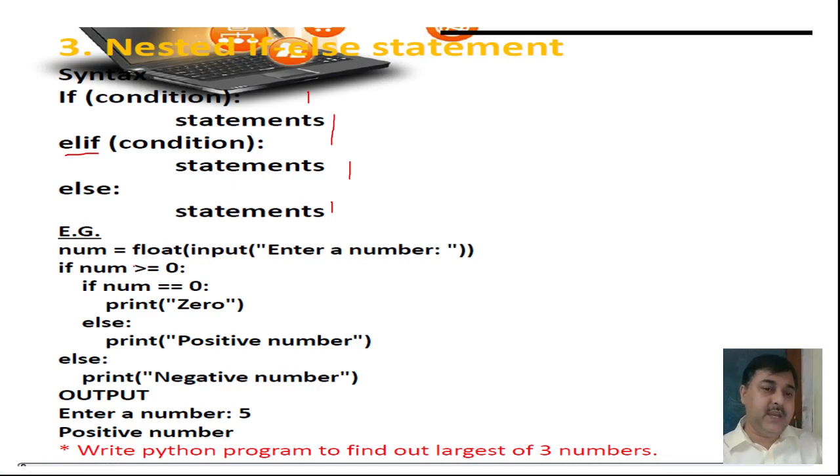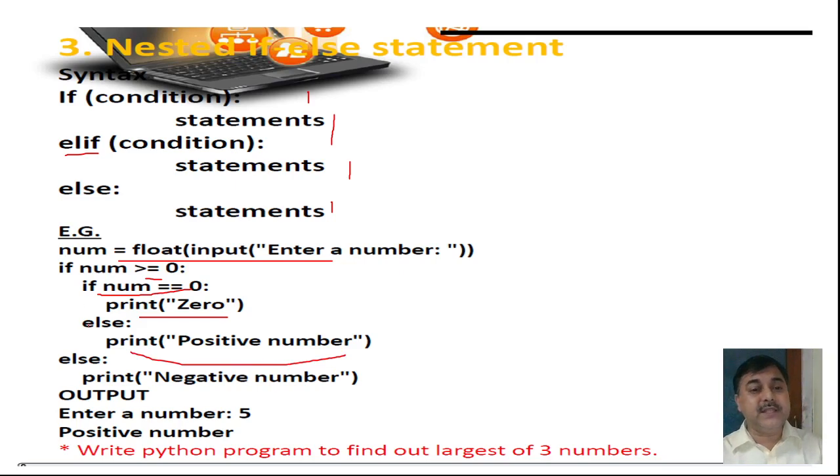What I have said, this is how we generally do it, because we are doing the program as per the modules, isn't it? So the number: float input, enter the number. If number is greater than or equal to 0, that is one condition. Under that, see, another condition is given: if number equals 0, print 0, else the number is positive.